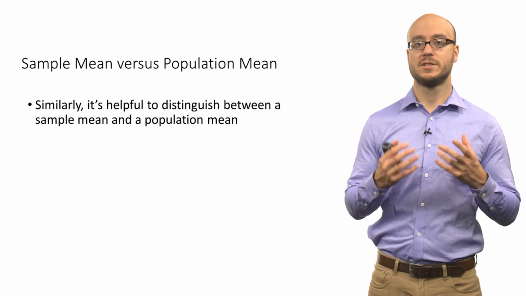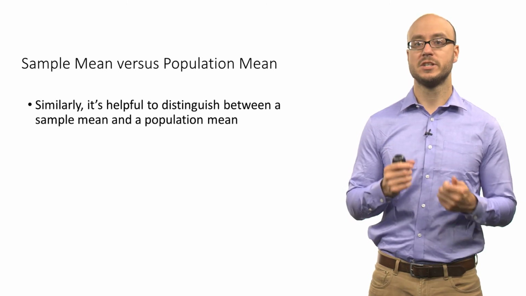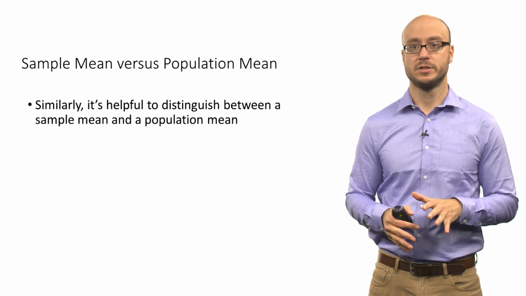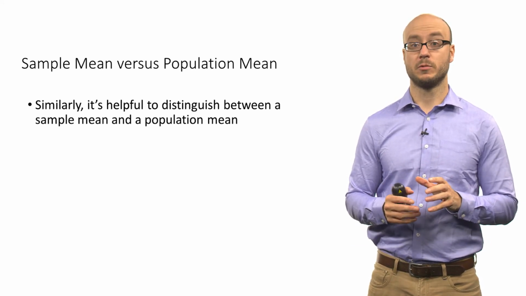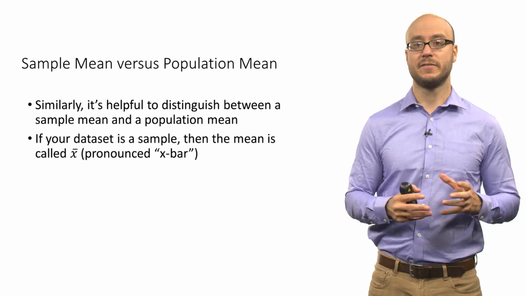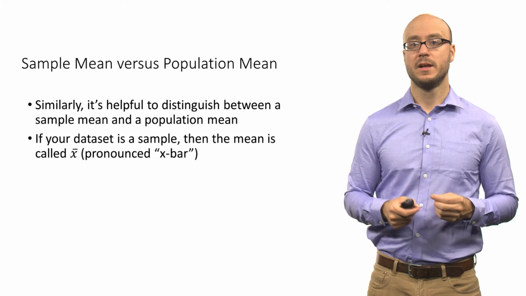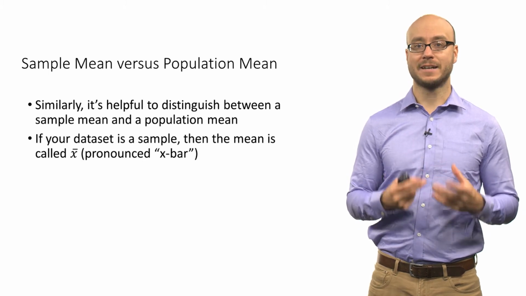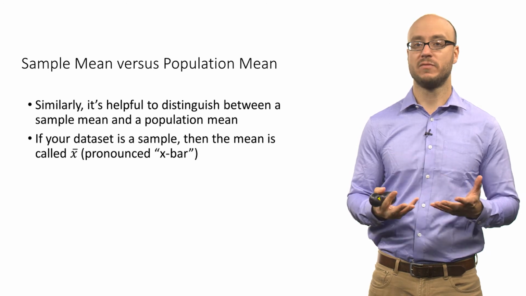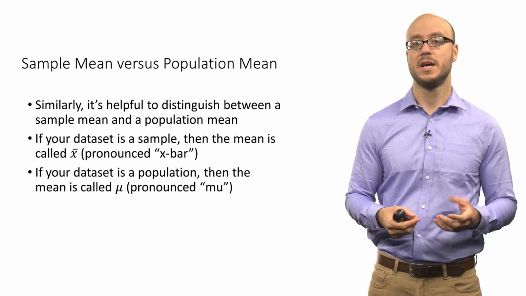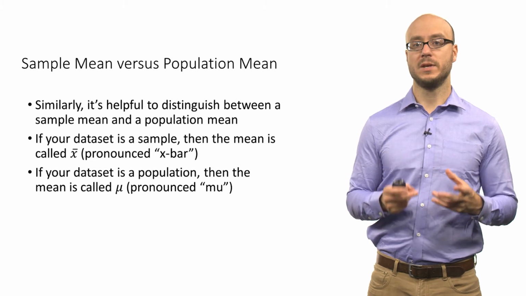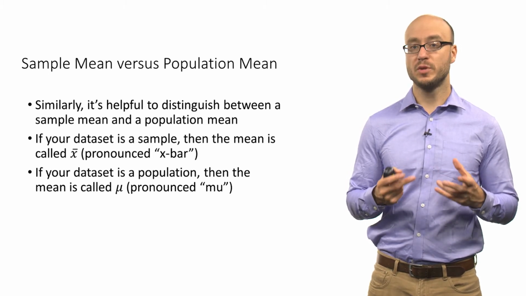Now, I say all this because this difference between a sample and population is very important in statistics. So we like to keep the notation separate for whether we're dealing with a sample or a population. In a similar way, we like to distinguish between a sample mean and a population mean. If your set of observations is a sample, then we call the mean x bar. It's just an x with a line over it. This is just by convention. If your data set is a population, then we call the mean mu. This is a Greek letter mu.